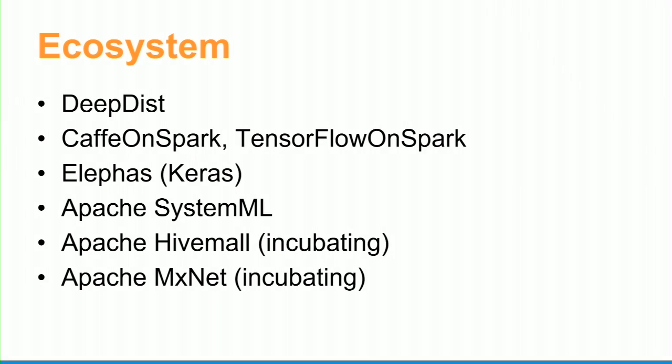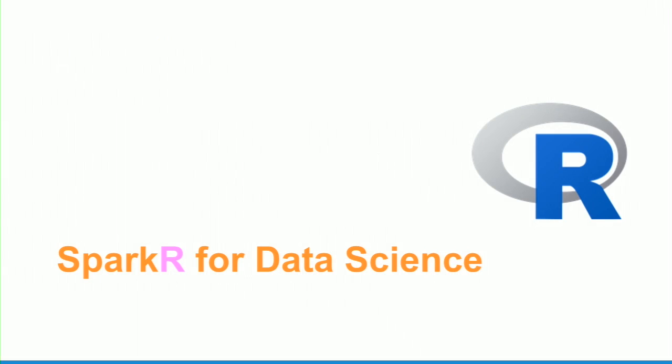So in terms of the ecosystem around, like I said, there's actually many more that I can't cover. But these are the ones that actually have the Python APIs. So there's DeepDist, there's Caffe on Spark, and there's sibling TensorFlow on Spark. Things like a bunch of Apache projects like SystemML, HiveMall, MXNet, for example. There's a couple actually more prominent or interesting ones, but they are JVM only, and there's no Python binding and so on. So let's move on to SparkR.